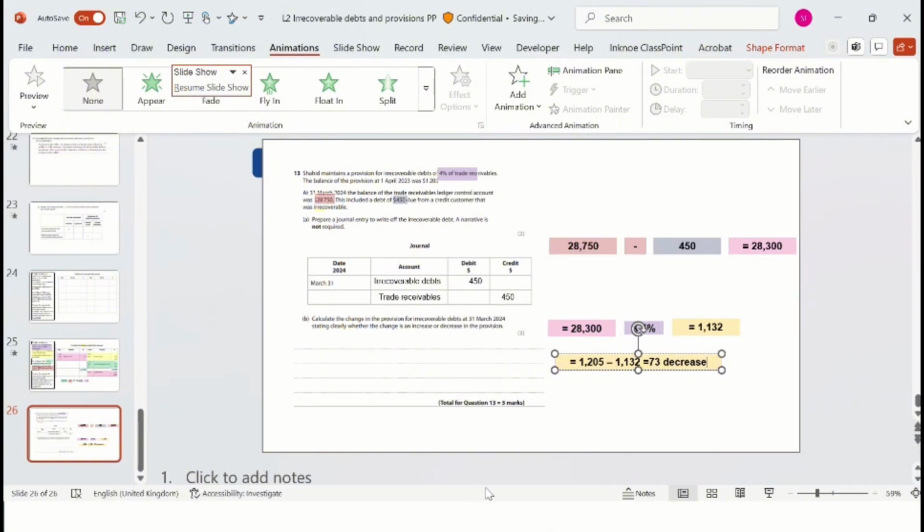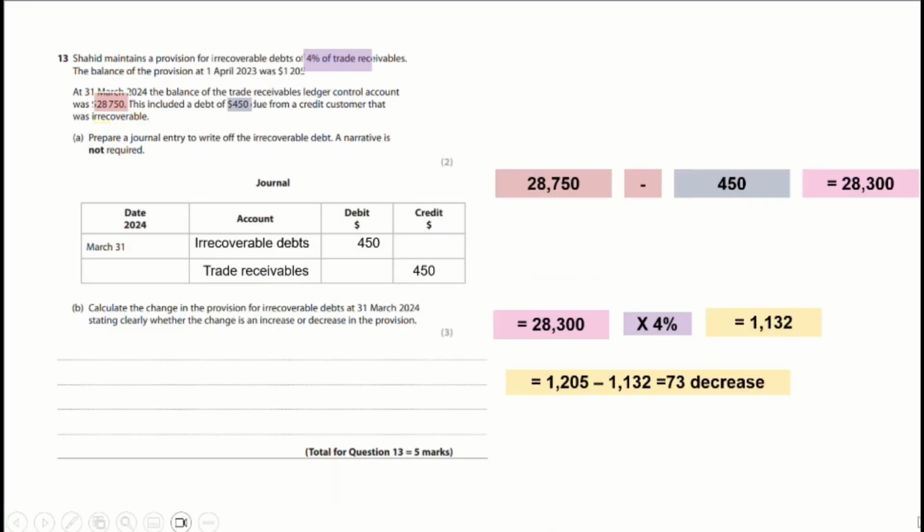Now these are some of the examples of exam style questions. So you have understood in today's lesson what is irrecoverable debt, provision for irrecoverable debt, increase and decrease in provision for irrecoverable debt, and we have completed a few exam style questions.